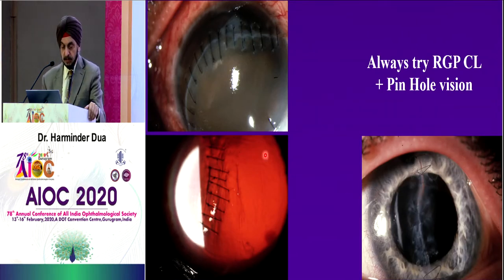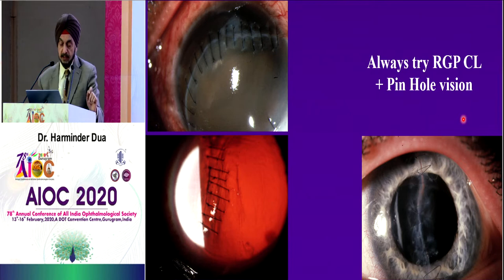And these are some examples of sutures. When you take the sutures out, you have a situation like this, a very scarred-looking cornea. An important point which you may or may not know is that when you have a very irregular cornea or very high refractive errors, the pinhole does not give you the true visual potential.